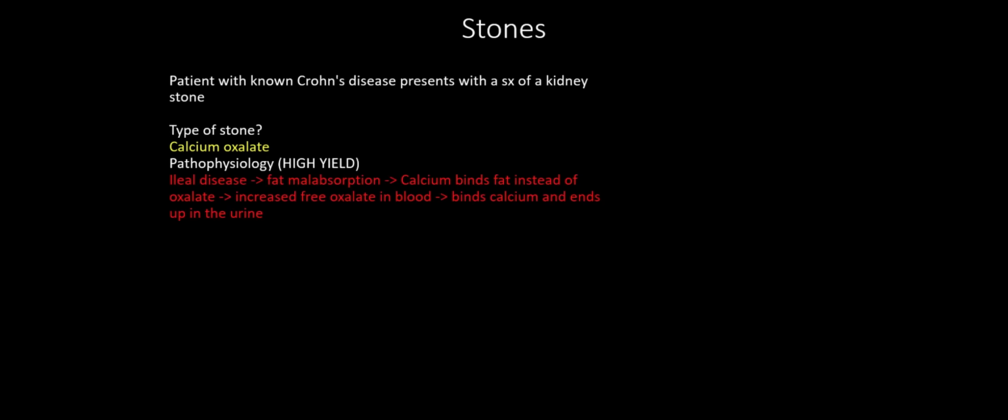So oxalate goes into the blood and it finds the free calcium in the blood and therefore will end up in the urine. So we're going to have a larger amount of calcium oxalate in the urine. So also high yield. What's the treatment for these stones specifically, especially in this Crohn's disease patient?